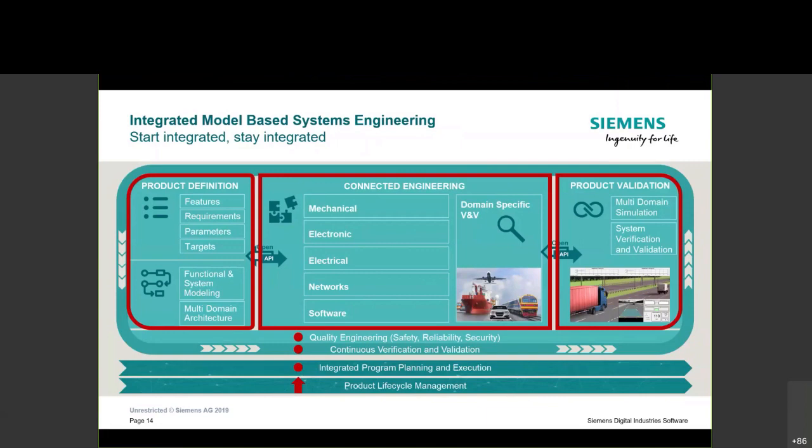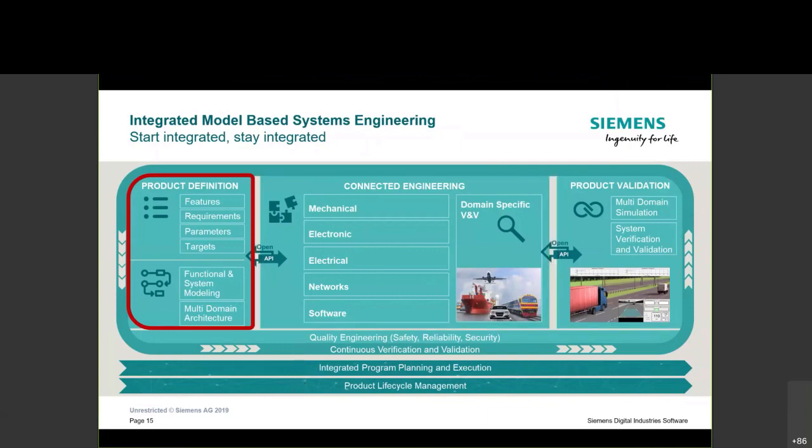So it's not just test cases that are functional. This is also about concern for safety, reliability, and security. So that's the overarching picture of what we propose today in the industry for model-based system engineering. And what I'm going to start going through is the product definition aspect.